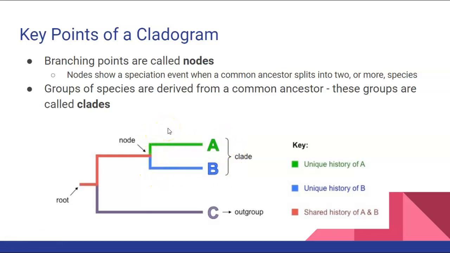Now you can see in this example, these different colors. This is not going to be on every cladogram. We don't usually color coordinate like this, but the green is specific to A. Only species A has gone through whatever this green is showing, this change in characteristics. This blue is specific to species B. Only species B has gone through this particular change in characteristics. But the red is a shared common history between A and B because both A and B have gone through it. There was just a second speciation event that then split them into their own distinct species.